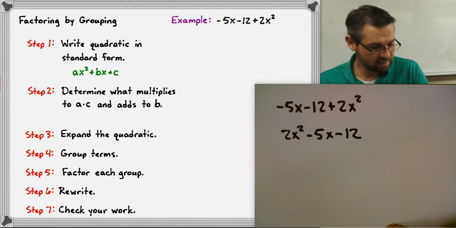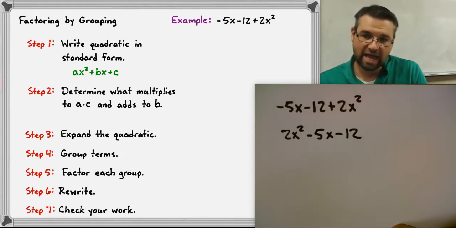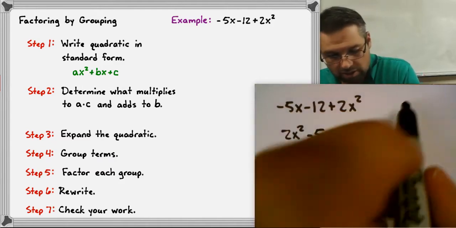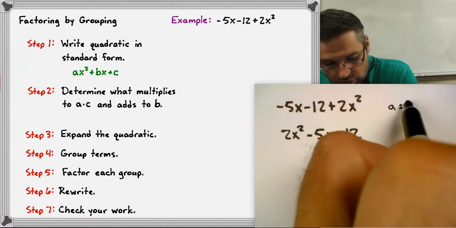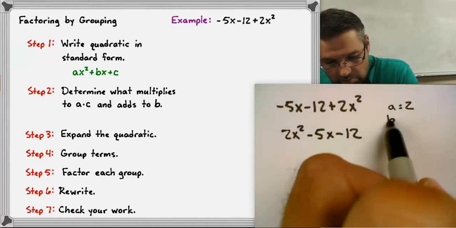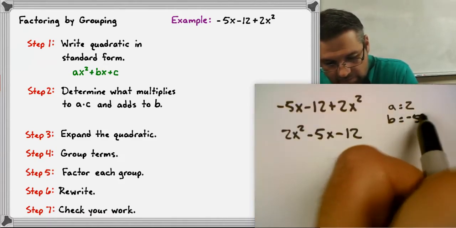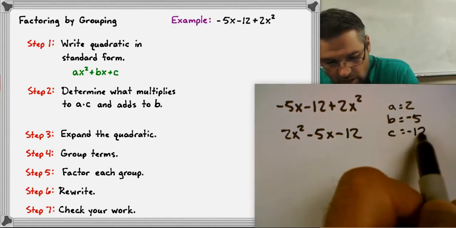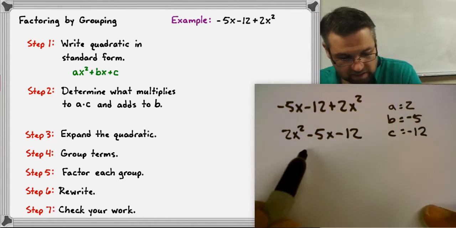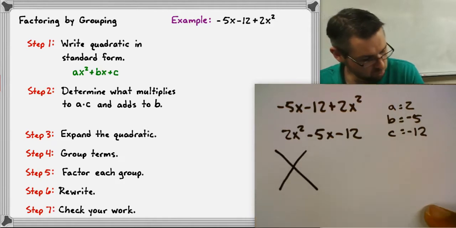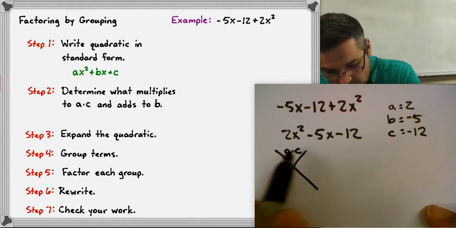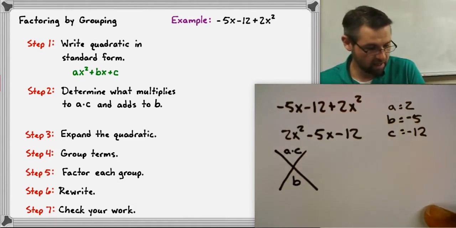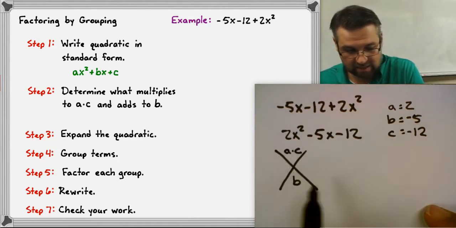Step 2, it says determine what multiplies to a times c and what adds to b. So first thing I want to do is, off to the side, I'm going to write this down. A is 2, right? It's the number in front of the x squared. B is negative 5. And c is negative 12. So what we want to do is set up our x. It says what multiplies to a times c. So a times c is going to go on top. And b is going to go on the bottom. What multiplies to this and adds to this.